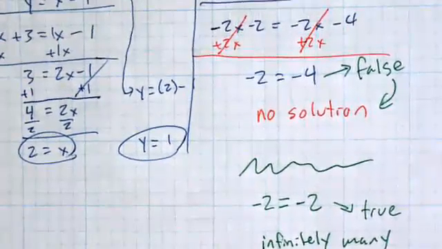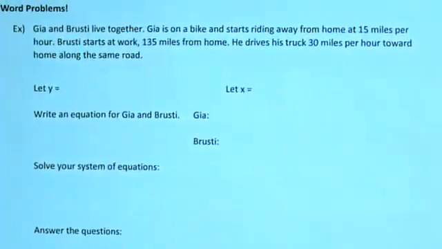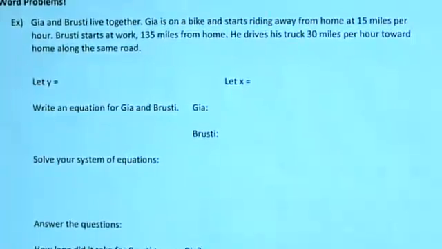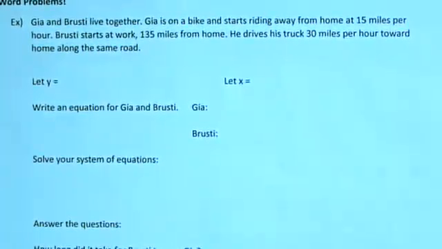All right, how are we doing on time? I want to do one more before I give you some time to work on homework. Let's do the word problem with Gia and Brewsty here. I told you guys the origin story of Gia and Brewsty last time, right? All right, so Gia and Brewsty live together, and I think they lived at the spaghetti warehouse, if I remember correctly.